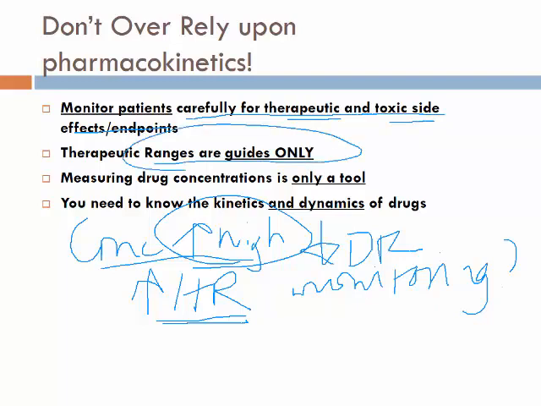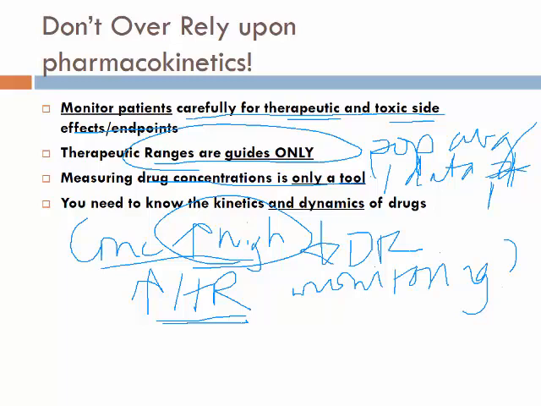Because therapeutic ranges are guides only. They're only population averages of ranges. So your patient could have a higher therapeutic range or a lower therapeutic range than the population average. And measuring drug concentration is only a tool and one data point. It should never be relied upon as the only data point. So you need to know both the kinetics and the dynamics of the drug. So what should we be monitoring for every drug to look for toxicity or lack of efficacy?